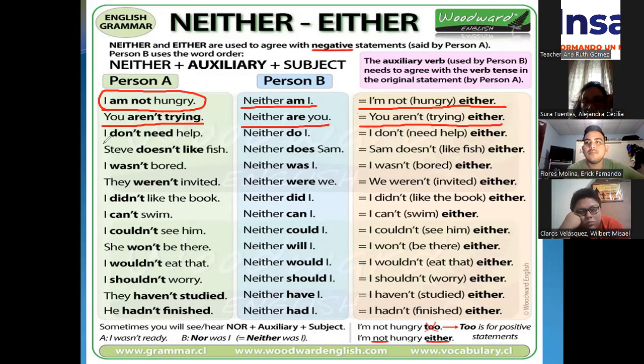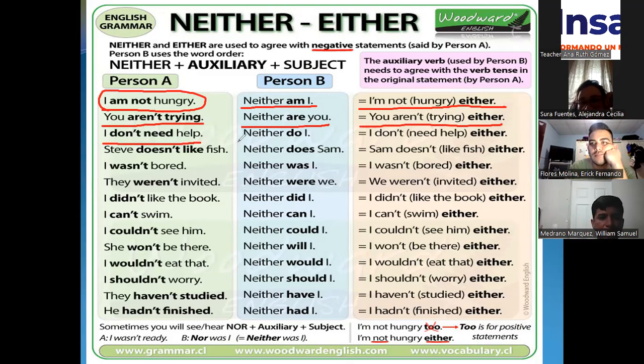Alejandra, help me with the next one, please. I don't need help. And the next one is? Neither do I. Or? I don't need help either. If you pay attention, the information in parentheses is optional. You can say, I don't need help either, or I don't either. Okay, no problem. What about William? Help me with the next one, William.